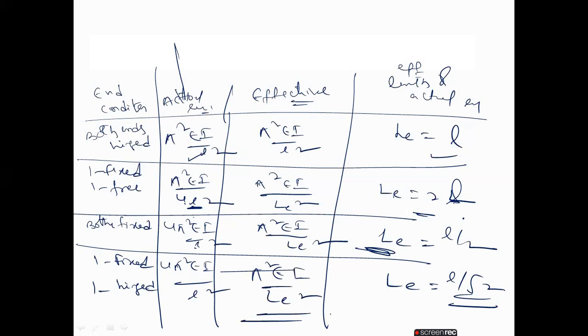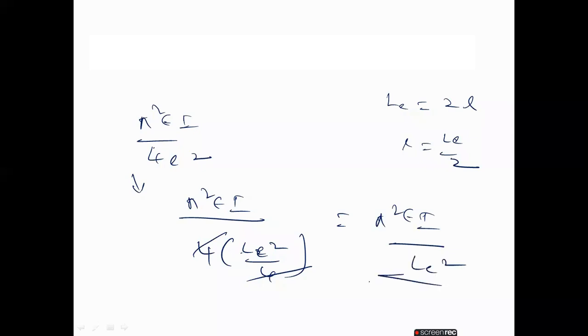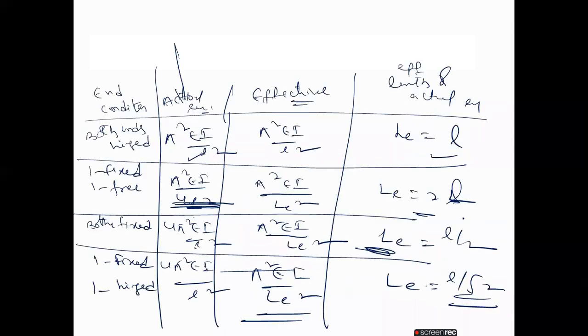So like this you have to calculate. For suppose we take one condition, π²EI by 4L². LE is nothing but 2L, so L is nothing but LE by 2. Substituting here, π²EI by 4 into LE² by 4. So 4 cancels, and we will get π²EI by LE². Like this we have to calculate, and all the effective length formulas are also here.